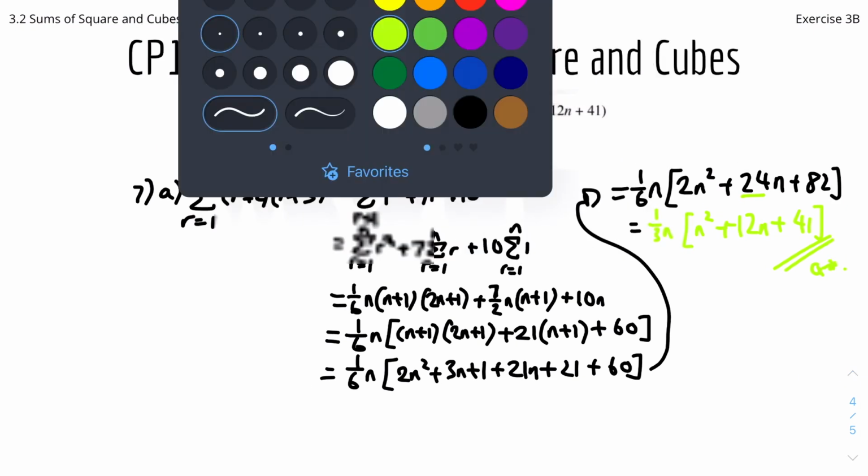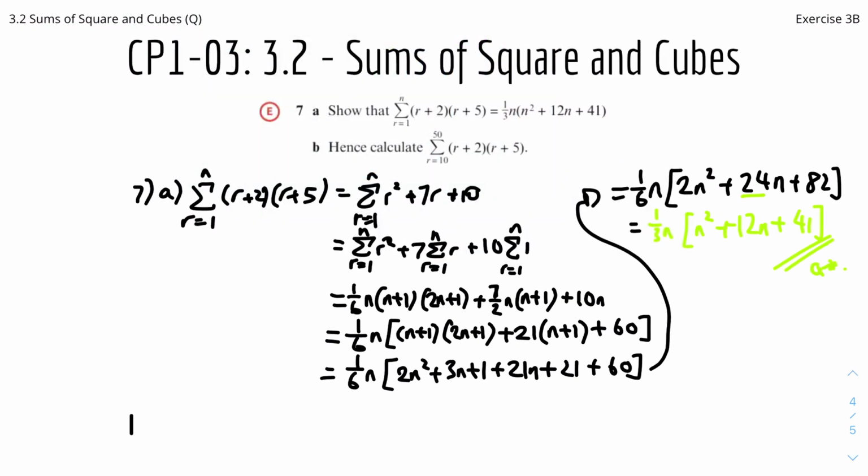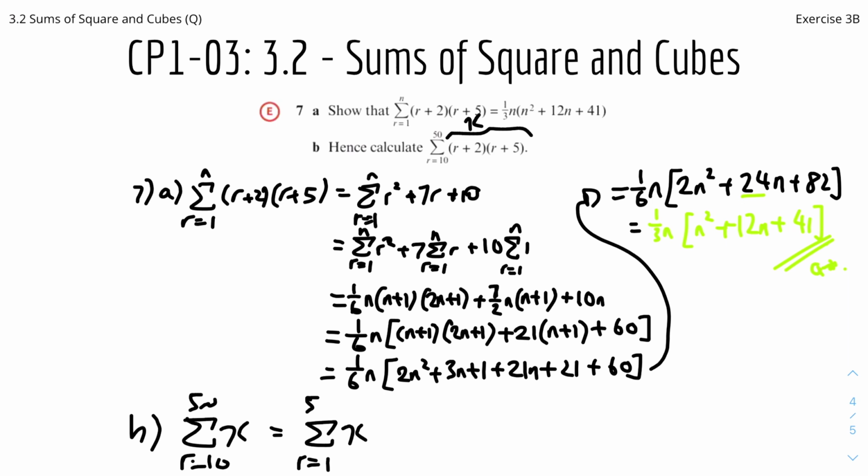And question part 2. Hence, calculate the sum of r plus 2 times r plus 5 from r equals 10 to 50. So let me just call this expression x. So the sum of x from r equals 10 to 50 will be equal to the sum of x from r equals 1 to 50 minus the sum of x from r equals 1 to 9.